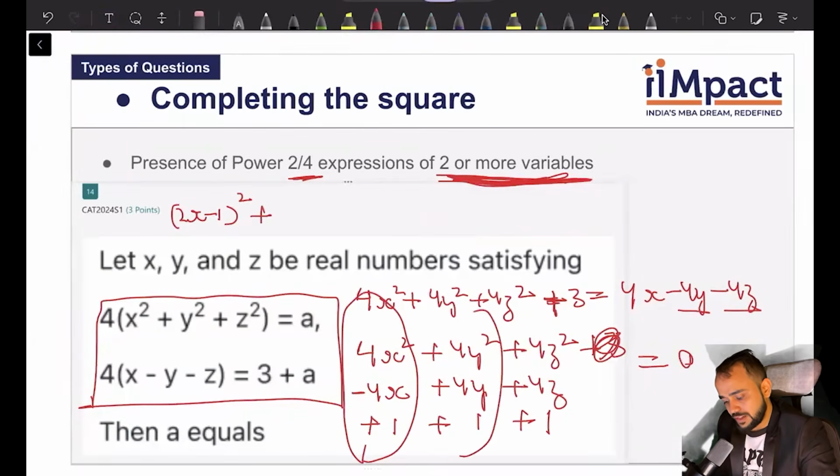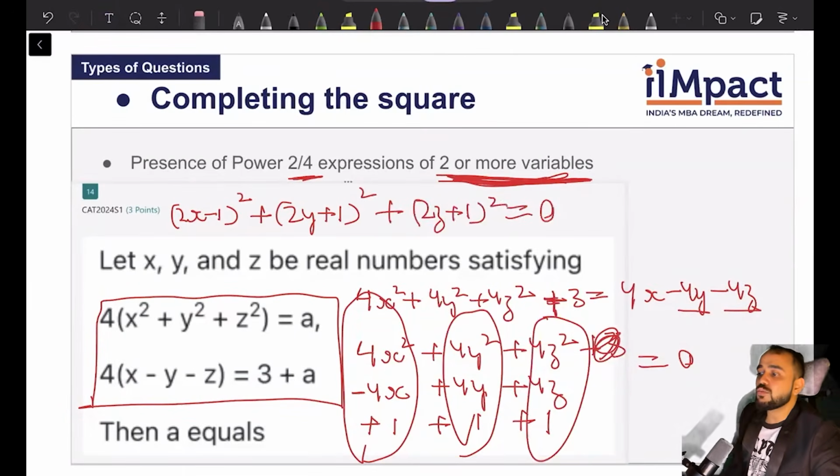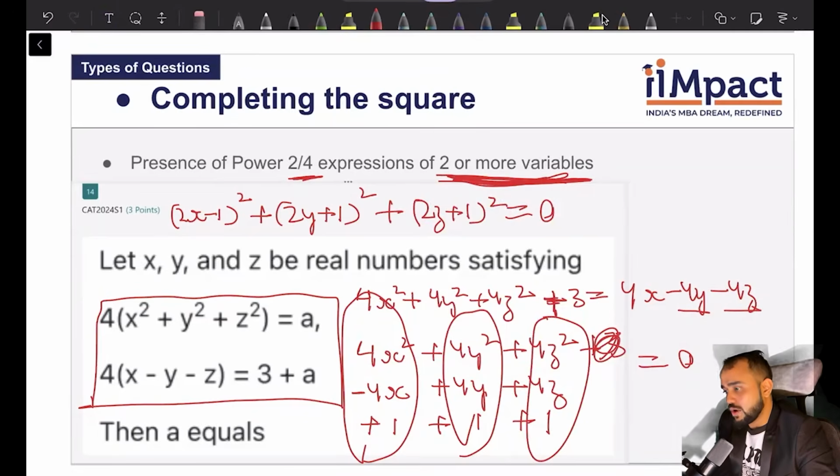Is this a perfect square? Is this 2y plus 1 whole square? And is this a perfect square? Now I am getting sum of three perfect squares equal to 0. Sum of three squares can be 0 only when each of them individually is equal to 0. That is the powerful constraint that I am talking about. Only this could have bridged the gap between four variables and two equations.